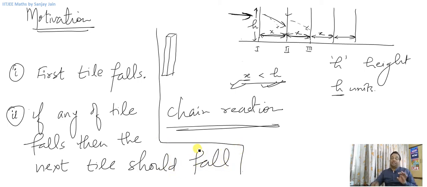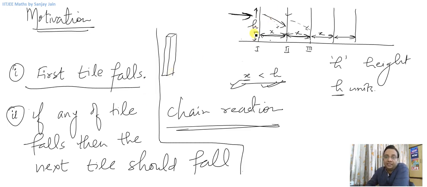So if these two conditions are met, let us say the first tile falls, and that will make sure that the second falls, right? And the second will make sure that the third falls. So the first tile falling is my prerequisite, and if any tile falls, then the next tile should fall. And for that, this gap has to be less than the height of this tile. So these are the two things that we have understood by now.